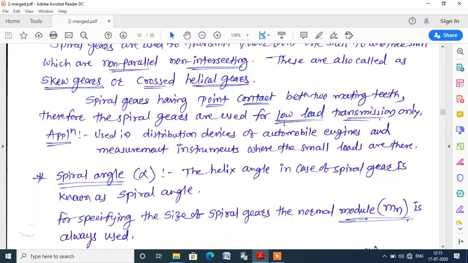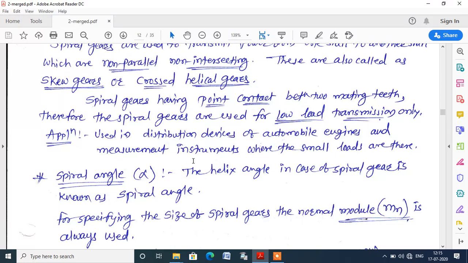Spiral gears have point contact between two meeting teeth. Therefore, spiral gears are used for low load transmission. Depending upon this specialty, they are used in applications such as distribution devices of automobile engines and measurement instruments, where the loads are small.